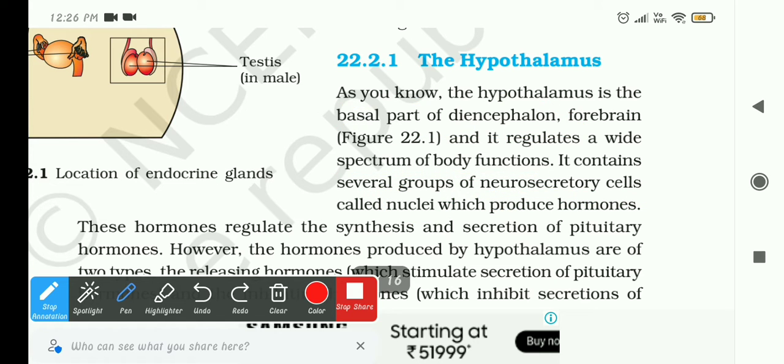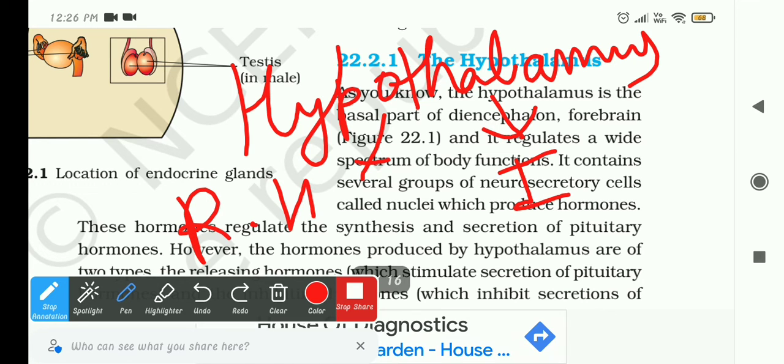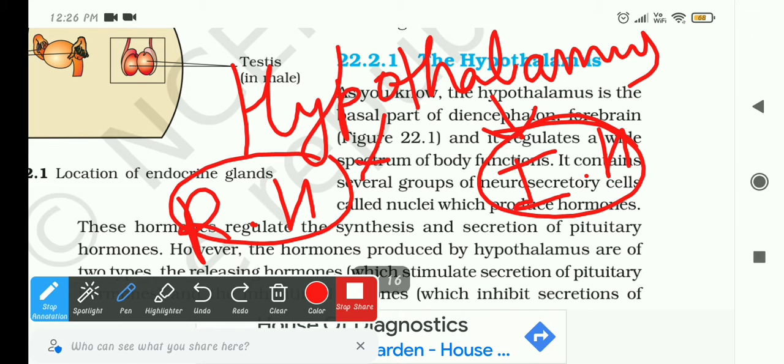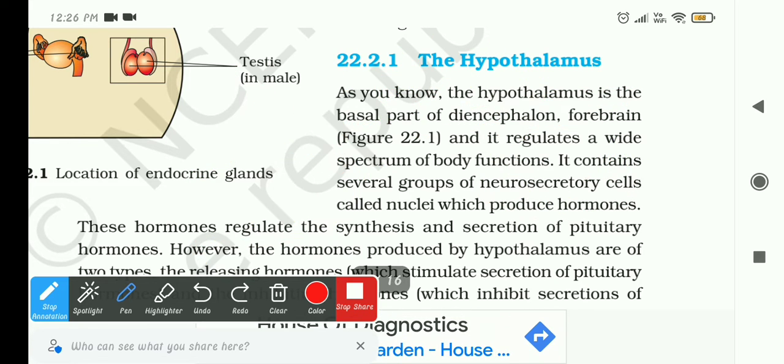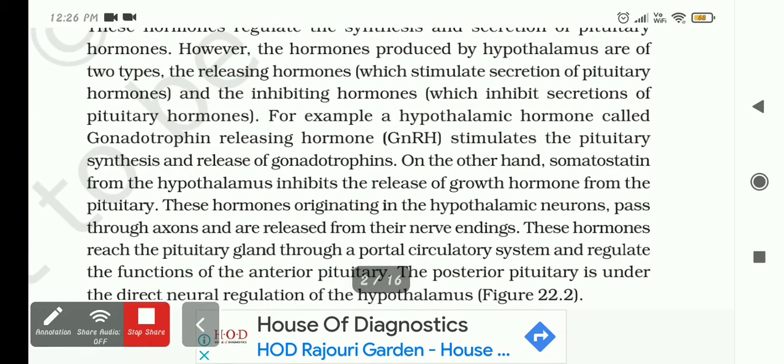In the hypothalamus, the hormones are divided into two parts. First is releasing hormones, second is inhibiting hormones. Releasing hormones are those which stimulate the secretion of pituitary hormones, and inhibiting hormones are those which inhibit, meaning they resist and do not allow, the secretion of pituitary hormones.